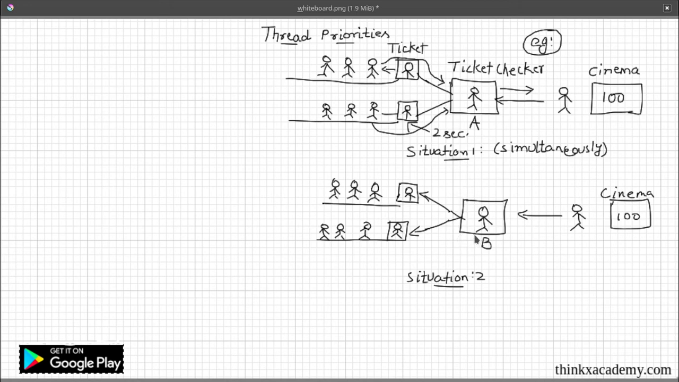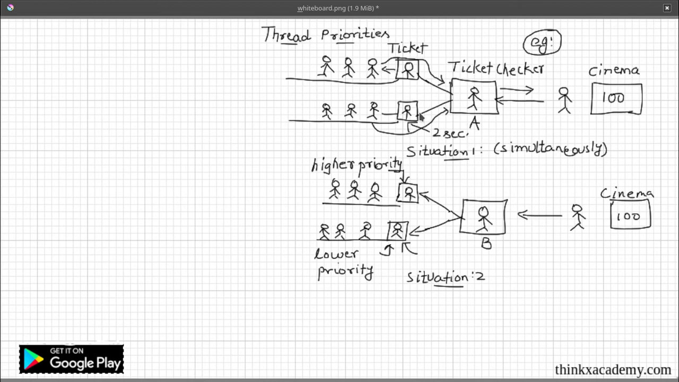experiences the same problem, but he says that instead of making the person assigned to this counter wait for 2 seconds, what I'm going to do here is assign a higher priority to the person at this counter. A higher priority to this counter. Now why is he doing that? Now he will assign a lower priority to this one. Why is he using a different approach?